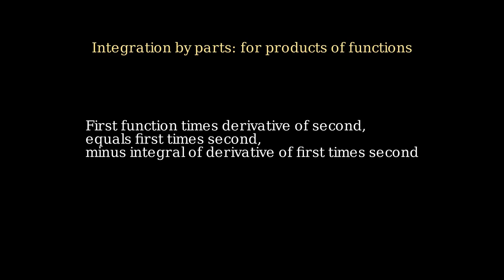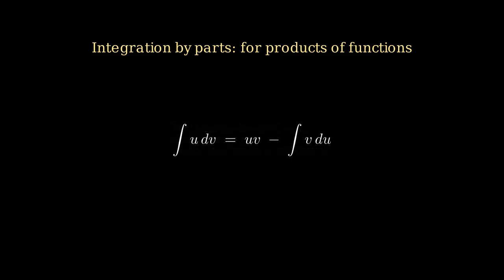Integration by parts is a method used when integrating a product of two functions, where one function is chosen to differentiate and the other is chosen to integrate. In words, the rule states that the integral of the first function times the derivative of the second function equals the first function times the second function minus the integral of the derivative of the first function times the second function. In symbols, this is written as integral of u times dv equals u times v minus integral of v times du.